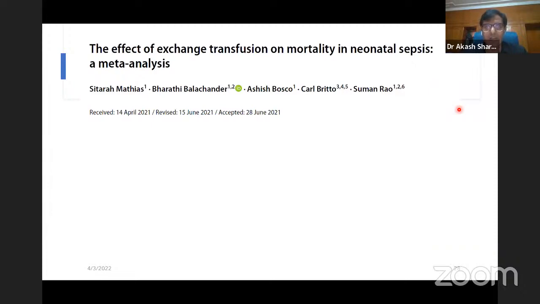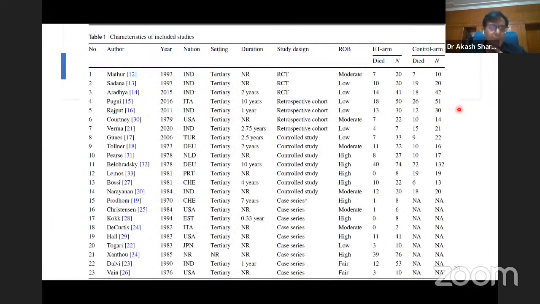There was a recent meta-analysis published by the St. John's group from Bangalore and Suman Rao ma'am. It included around 23 studies, but there were only 3 RCTs. The rest were only cohort studies or control studies or case series.